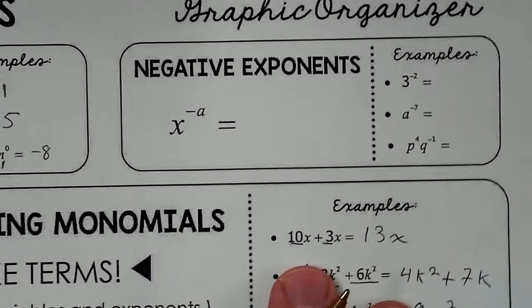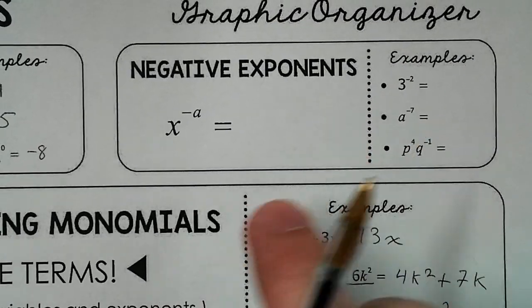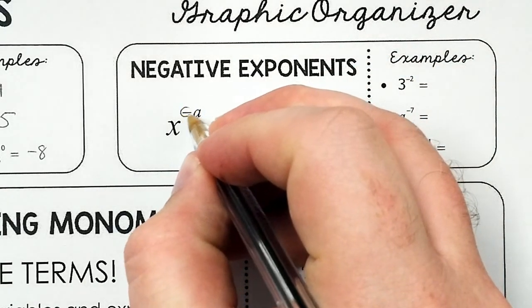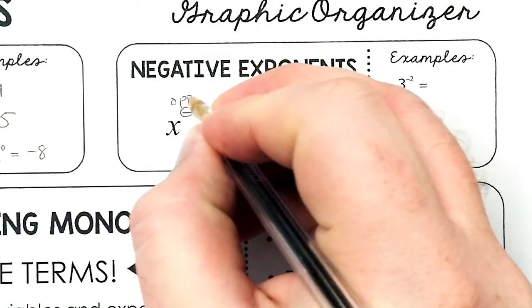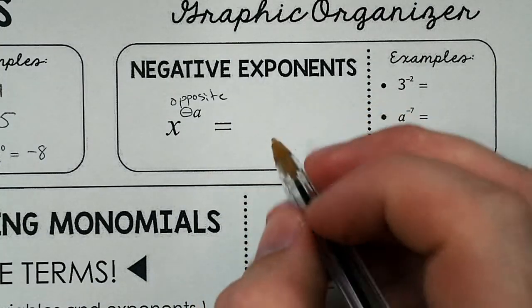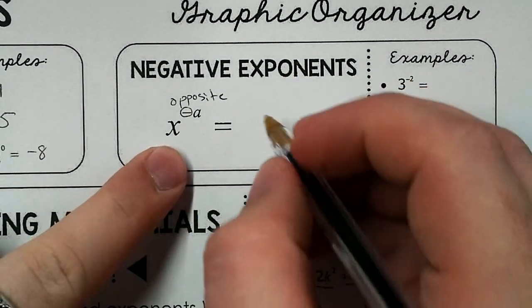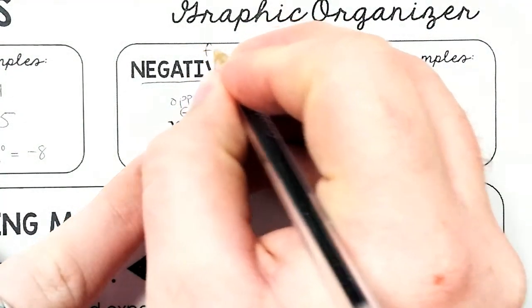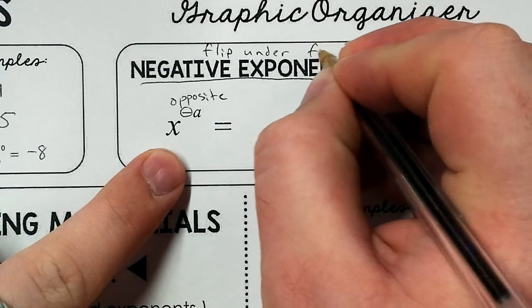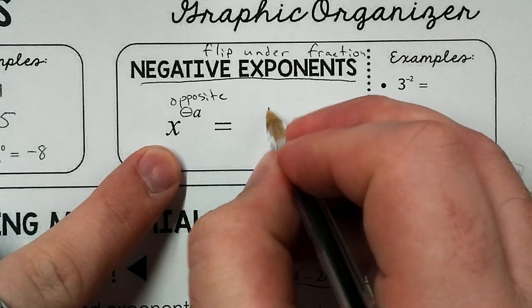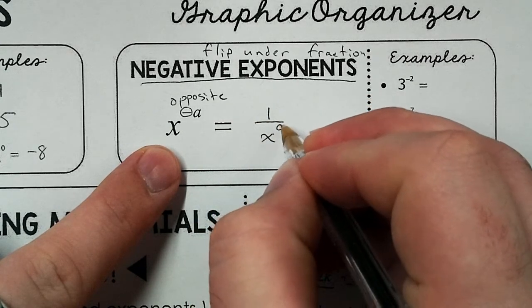Alright, so next, let's move on to the negative exponents. Now, whenever you have a negative exponent, this just literally means the opposite of something being raised to the power. So the opposite would be flipping that fraction. So when you see negative exponents, I want you to flip under the fraction. So x to the negative a is equal to 1 over x to the a.